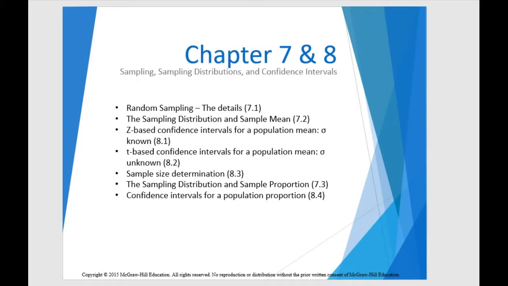Without any further ado, let's get to talking about it. So chapters 7 and 8, as you can see, are sampling distributions and confidence intervals. One thing that I want to go back and talk about is what we have learned thus far and how that's going to prepare us for 7 and 8.